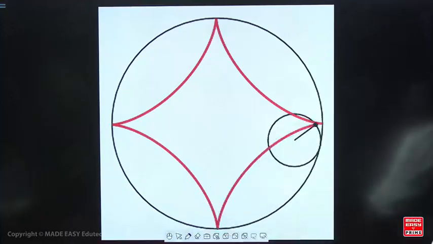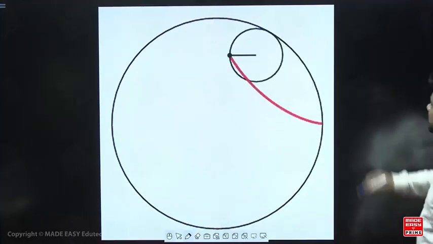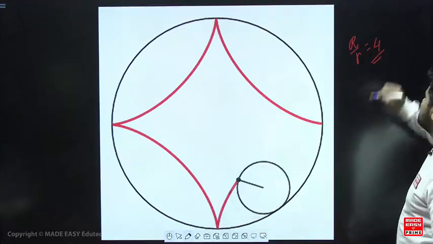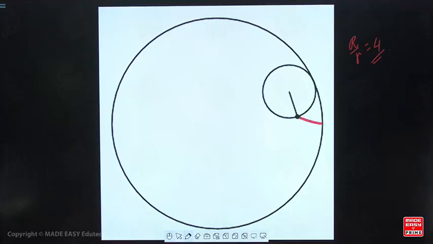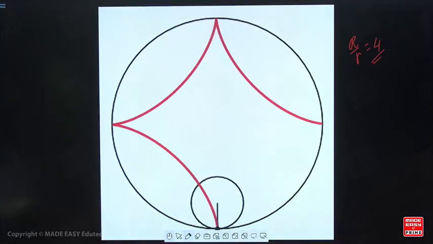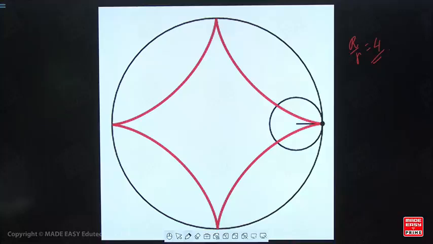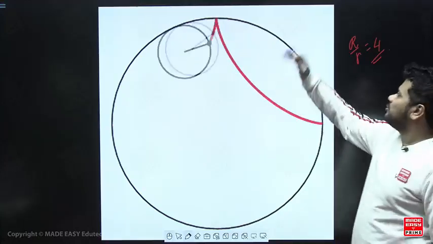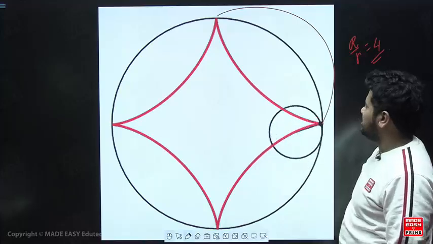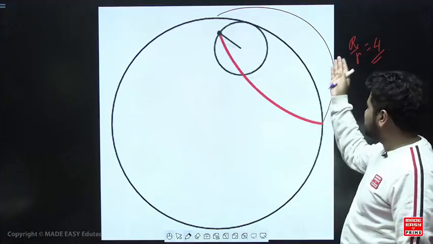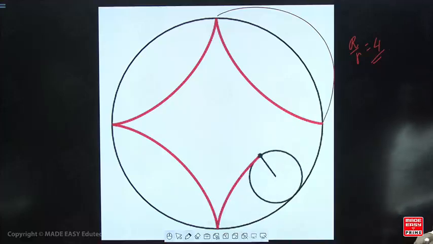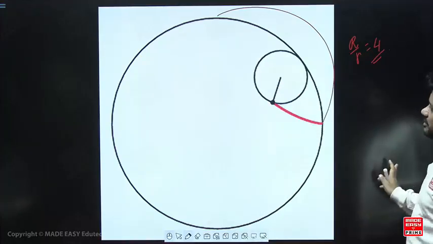hypocycloids are formed. So 4 hypocycloids formed means it will have the radius ratio R upon r is equal to 4. Same concept, right? Because you can see that epicycloid and hypocycloid are nothing but mirror images. In epicycloid this curve was outside, right? So if I draw like this, it will become epicycloid, isn't it? And if the same curve is drawn inside, it is your hypocycloid, that's it. So that is why the radius ratio is not going to change, first thing.